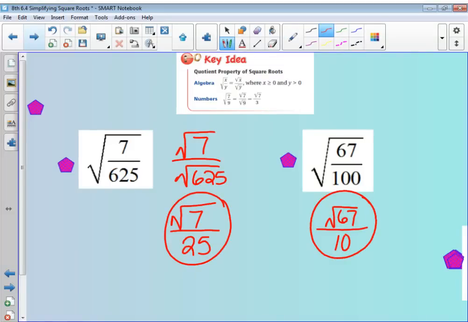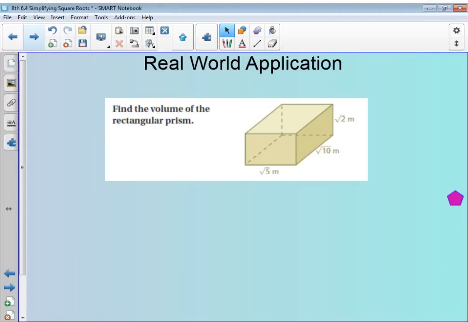Okay, so your final answers here were the square root of 7 over 25 and the square root of 67 over 10. Okay, so that's it working with fractions. I know sometimes they throw that fraction part in there and they make it look so confusing and you feel overwhelmed. But remember, I try and break it down for you based on what you've previously learned. So we have one more concept that I wanted to go over, and this is just a real world application. So we'll practice a couple just in case you come across something similar to this.